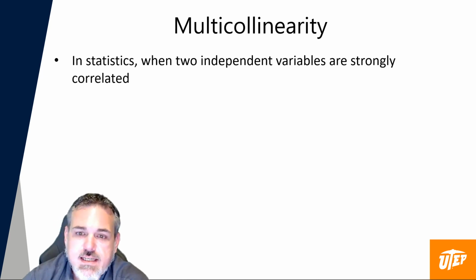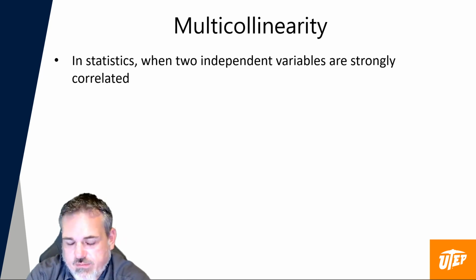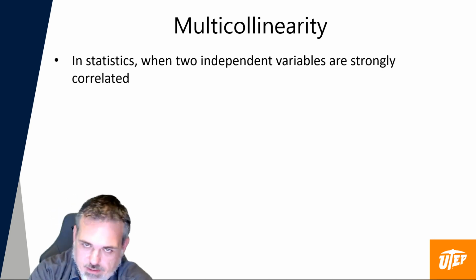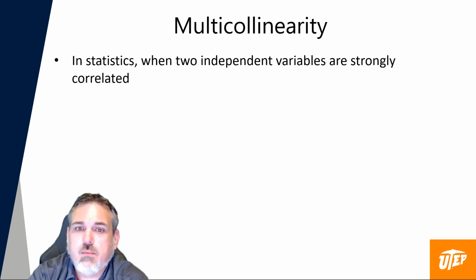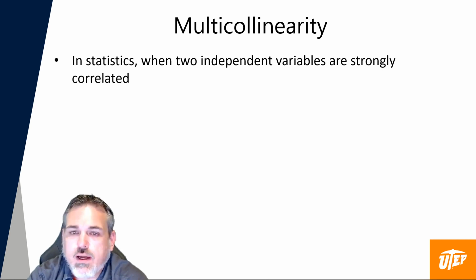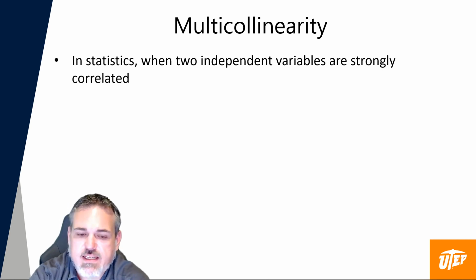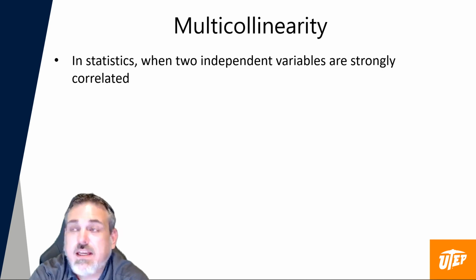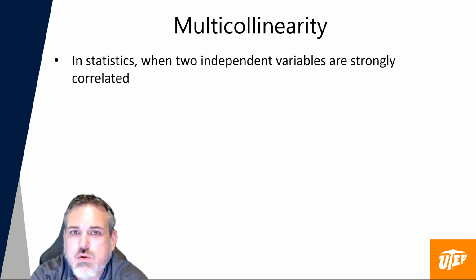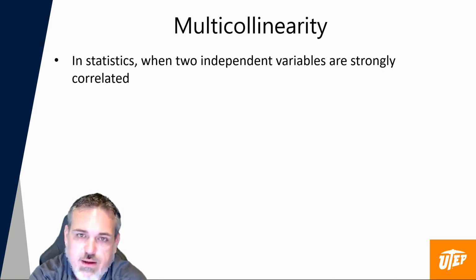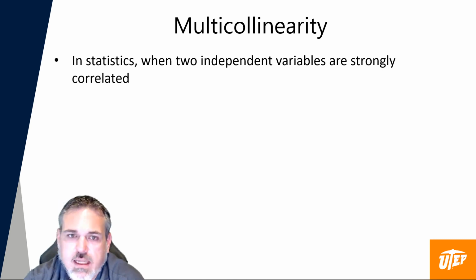Now, in statistics, this has different definitions when we're looking at quantitative research versus qualitative research. In quantitative research and statistical research, multicollinearity is when two independent variables are strongly correlated. It's a theoretical concept, but it's also a statistical concept. In the theoretical concept, it's when two variables are so interrelated, so strongly correlated, that you cannot assess their independent effects on some sort of outcome. So let me give you an example of what that looks like.